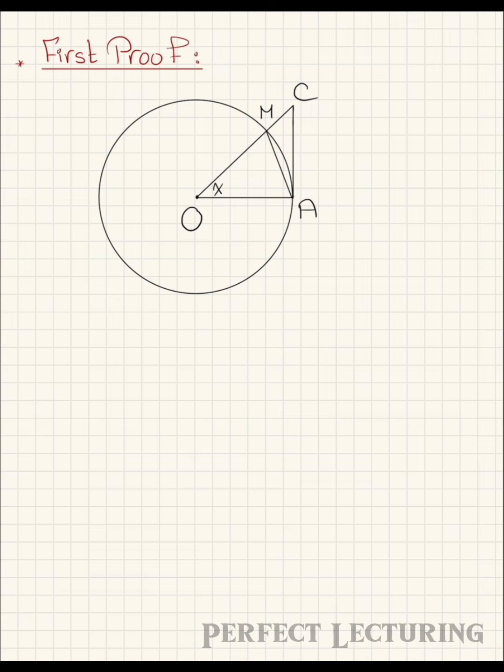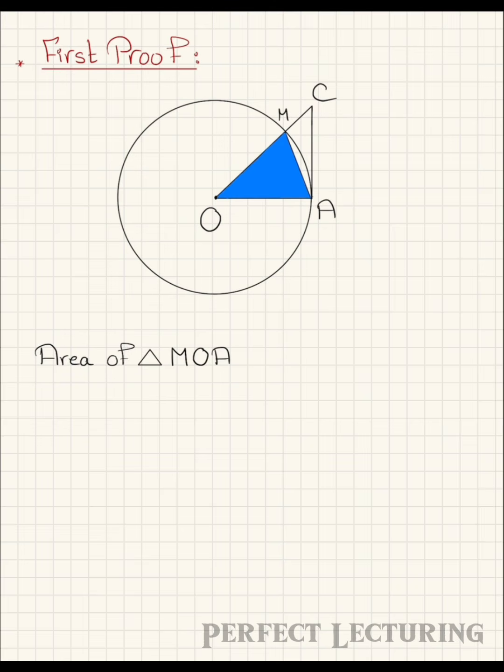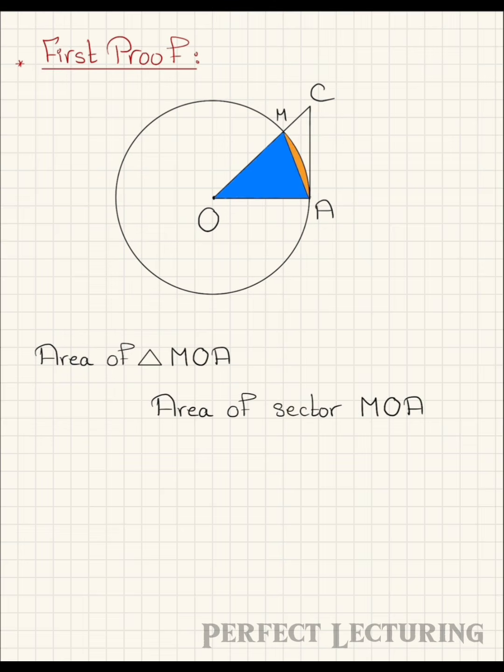Let us now find the area of the triangle MOA, the area of the sector MOA, and that's the region in blue and orange, and the area of the triangle COA. Before that, it is obvious that the area of triangle MOA is less than the area of the sector MOA, which is also less than the area of the triangle COA.